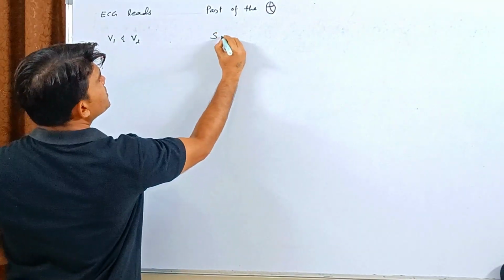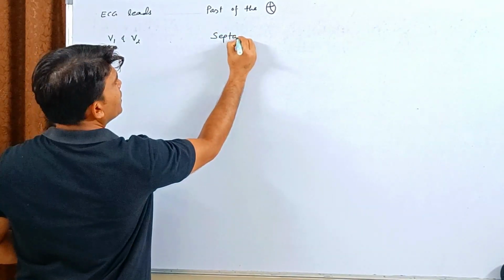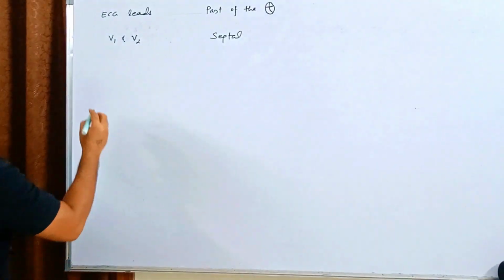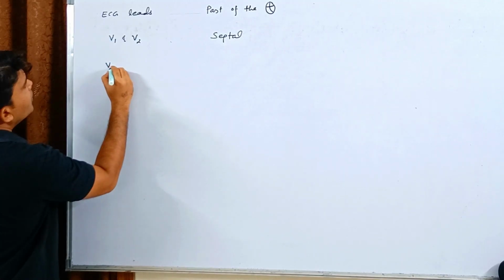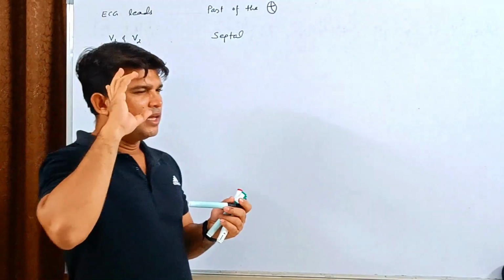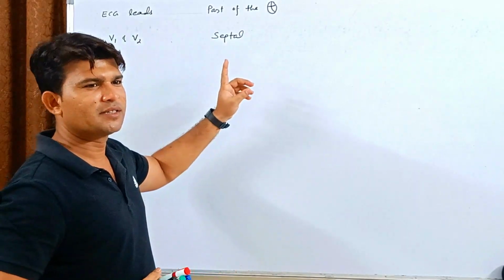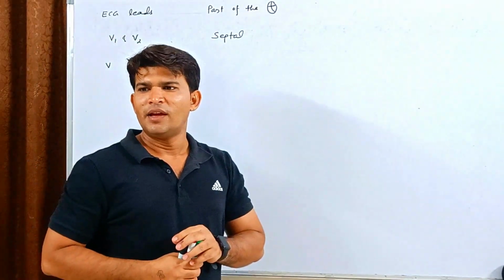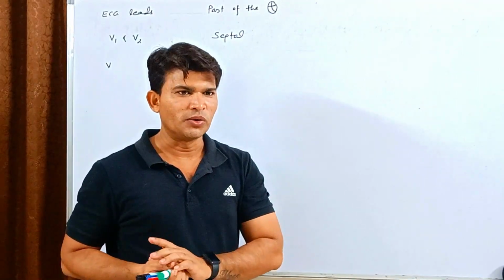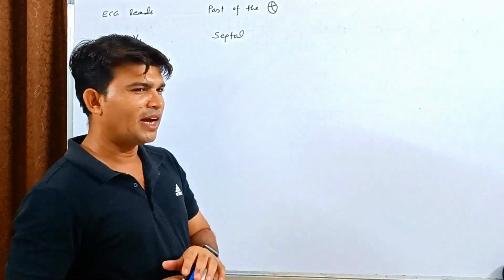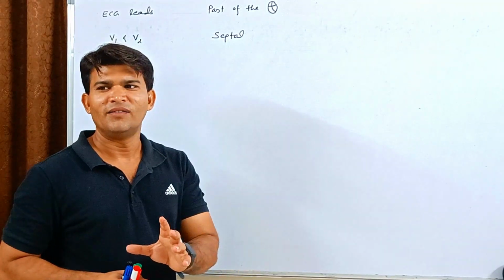And this is, you can say, septal. Now imagine you have a typical septal wall MI, and then you will see ST segment elevation in V1 and V2. Then which artery should ideally be occluded?